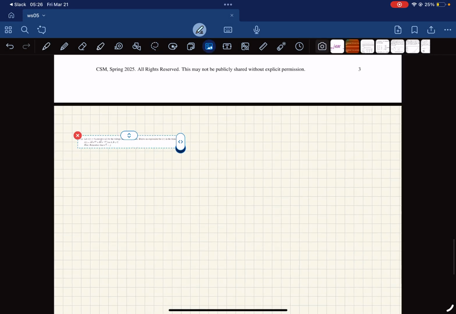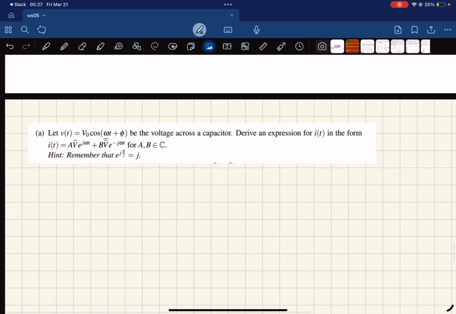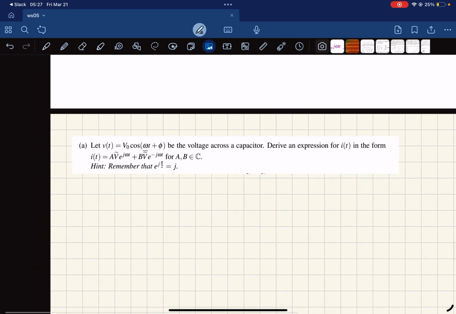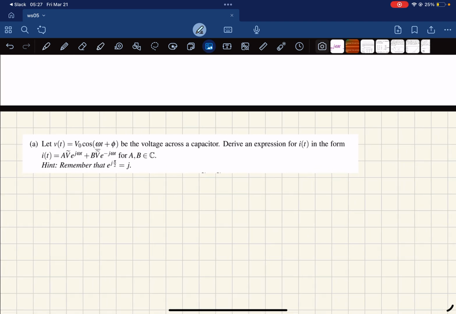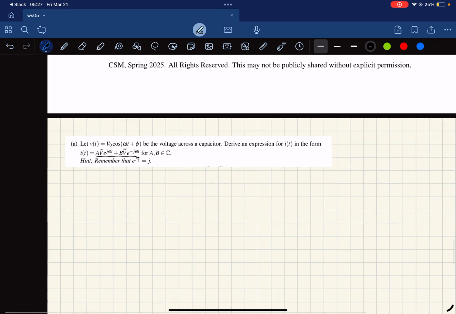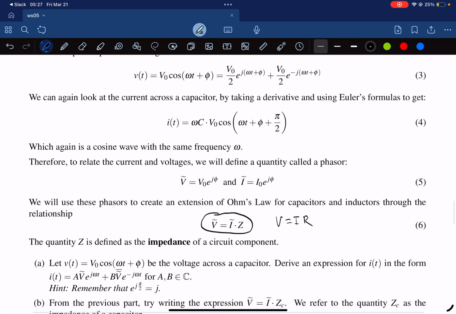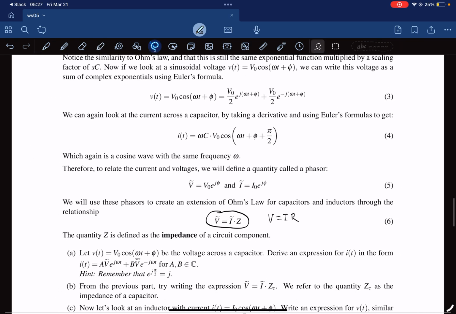Okay, so this is part A. What we can do for this part is first look at what we're trying to find, I of t in the form of this. And remember how we defined the phasors, right? So let's go back to our definition of a phasor. They also give it to us here. So let's use these definitions.